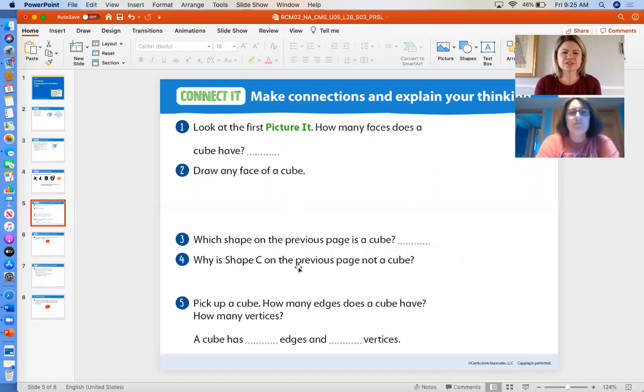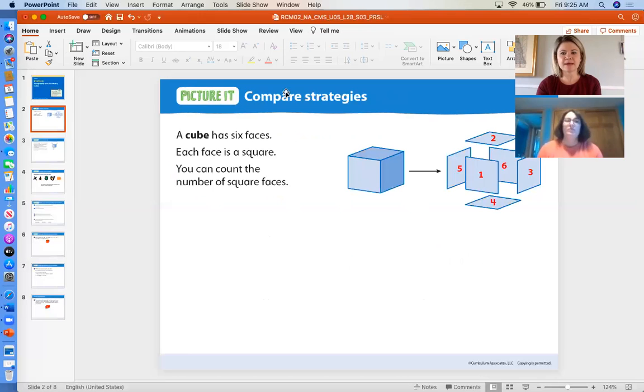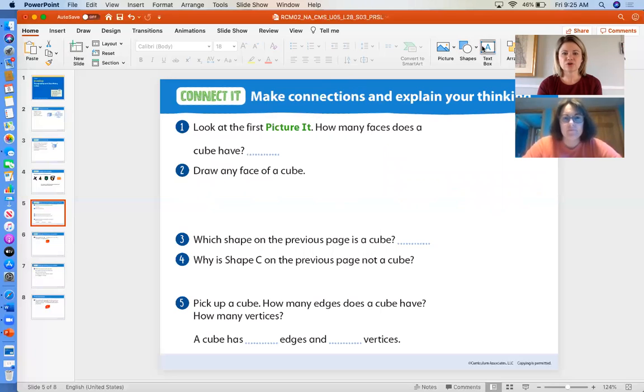When we looked at the picture, how many faces did our cube have? So when we came back up here, how many faces did we say our cube had? Our cube had 6 faces. And it says it right here, a cube has 6 faces. So we know that a cube is going to have 6 faces.